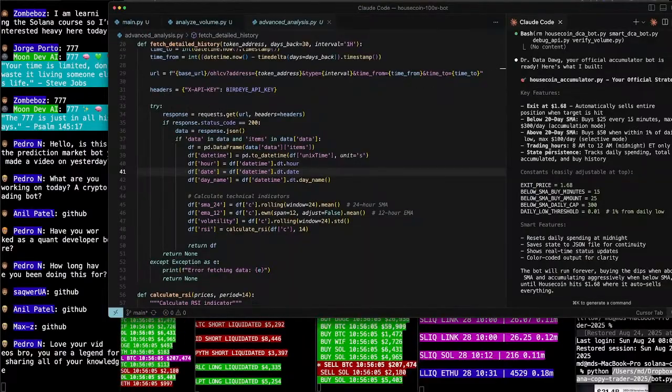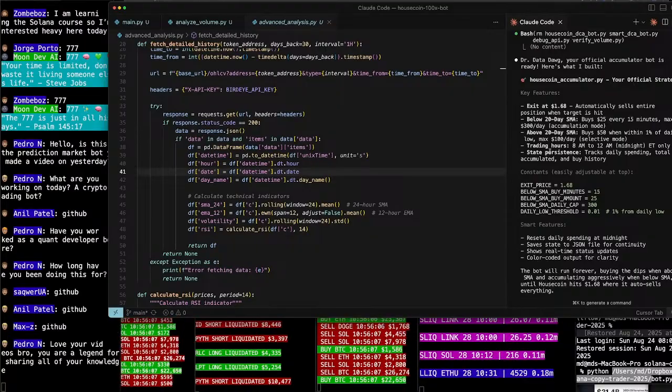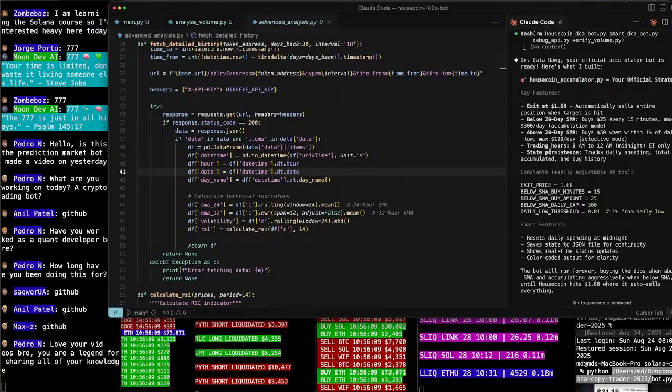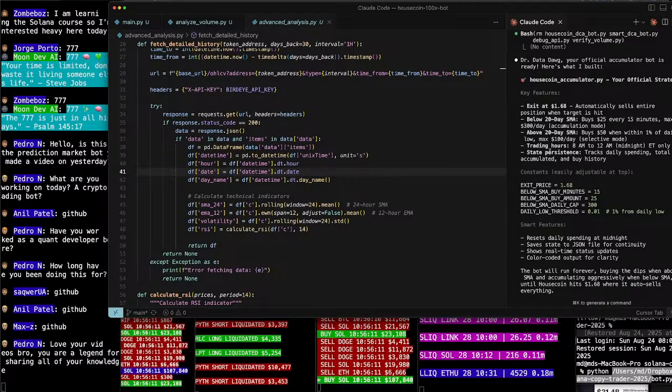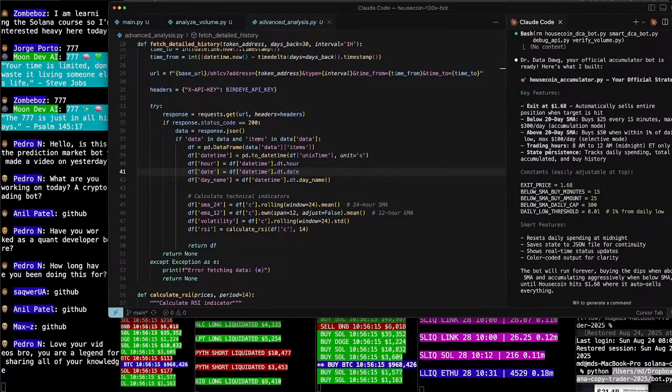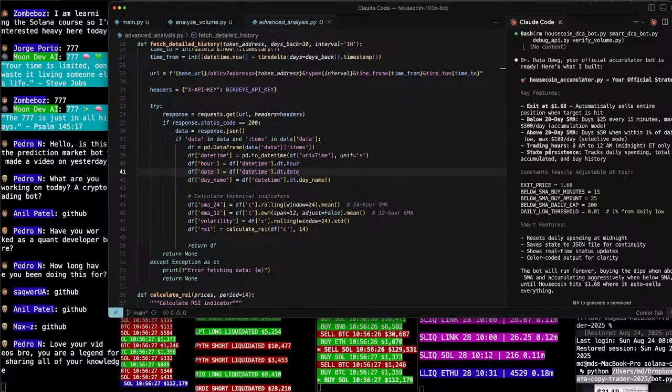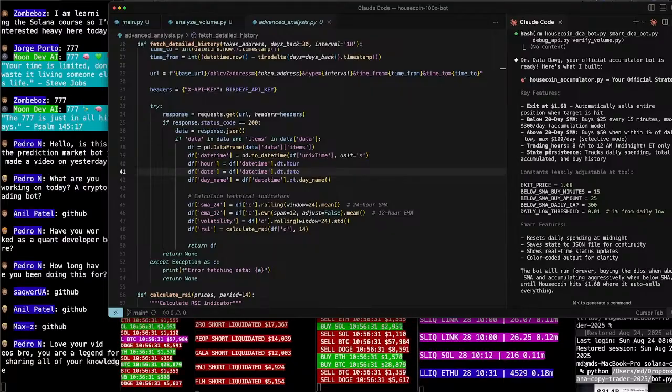I'm buying. I'm accumulating. Buys $25 every 15 minutes, max 300 a day. Buys 50 when within 1% of daily low, max 100 a day. Buys 50 when above the SMA, max 100 a day. Trading hours 8 a.m. to 12 a.m. ET.